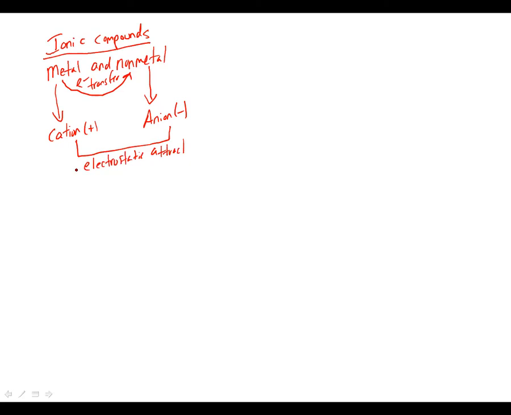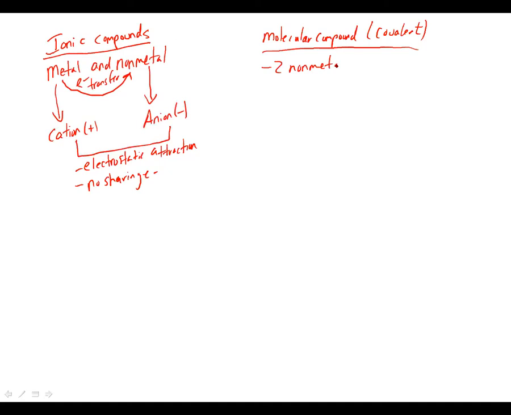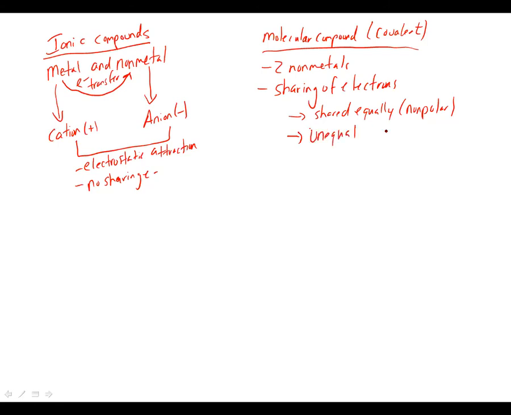And the key here, as we talked about, is there is no sharing of electrons. So we have no sharing of electrons here. And that is different than, say, a molecular compound, which is our covalent bonding that we talked about. With covalent bonding, we basically have 2 nonmetals, and when we have 2 nonmetals, we do have sharing of electrons. As we talked about with bonding, that may be shared equally, and that's how we get our nonpolar bond. Or it may be shared unequally, and that's how we get our polar covalent bond. But there's some aspect of sharing of those electrons happening.